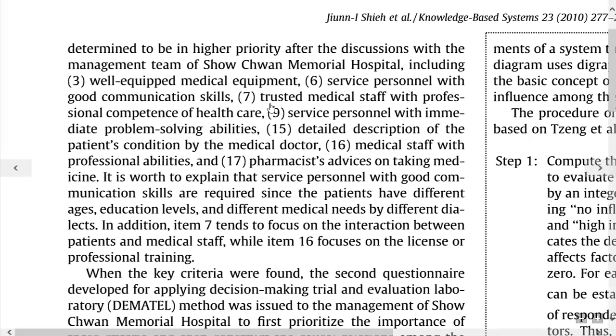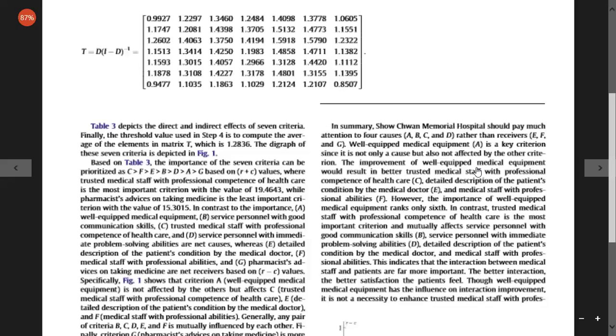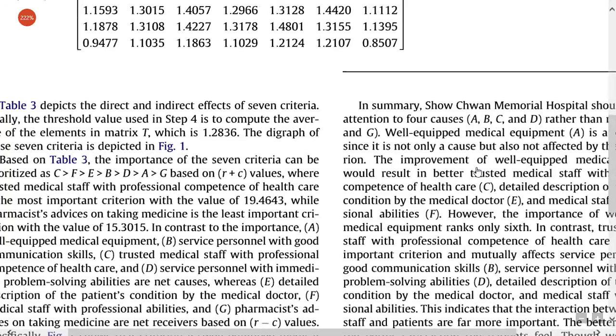So 3 is the trusted medical staff with professional competence. That's the most important. And then 4, 5, 6, medical staff with professional ability. That's the second one. These 2 are the most important ones which a management should refer to. And the same they have written in this part, sir. If we read their conclusion, they are writing based on Table 3.